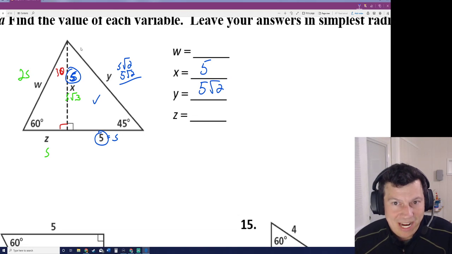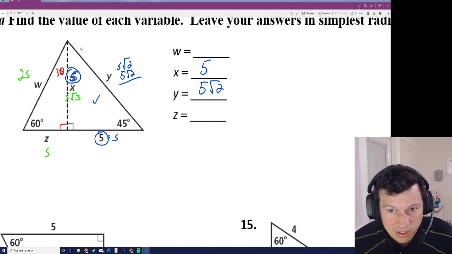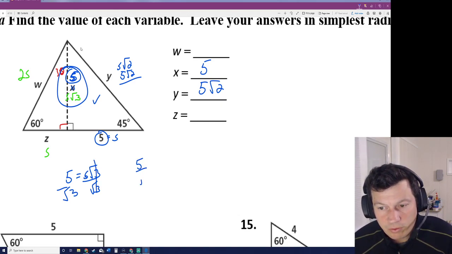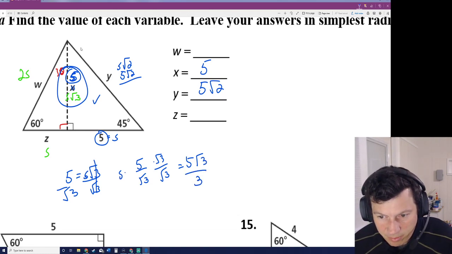Now we're looking at it as a whole separate triangle, a whole 30, 60, 90 triangle this time. So now I'm thinking, well, 5 equals s root 3. In this triangle, 5 is in the format s root 3, so I solve for s by dividing by root 3. Then we get 5 over root 3, which I have to rationalize. So it's going to be 5 root 3 over 3. That's what s is going to be.